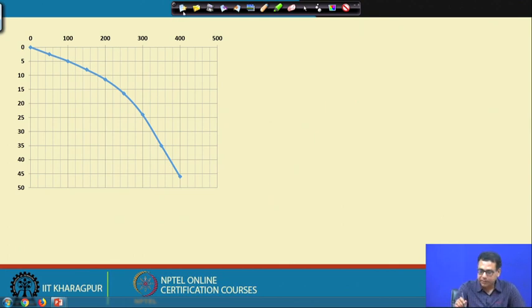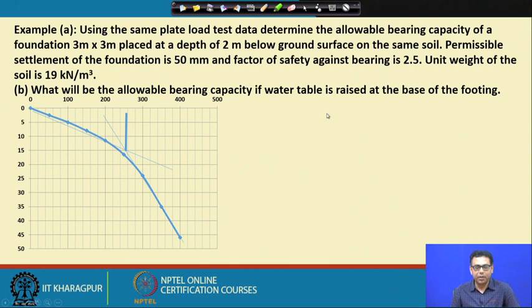Now, the next problem. If I use the same plate load test data, determine the allowable bearing capacity of a foundation. Remember that here I want to determine the allowable bearing capacity. So, what is allowable bearing capacity? By definition, it is the maximum load it can take in terms of bearing capacity or shape bearing capacity, and the maximum load it can take in terms of settlement criteria, and the minimum of these two will give me the allowable bearing capacity.